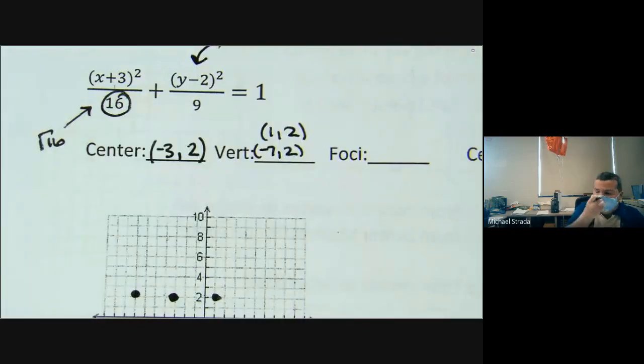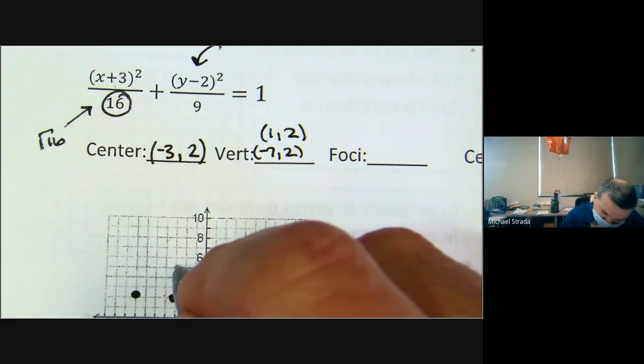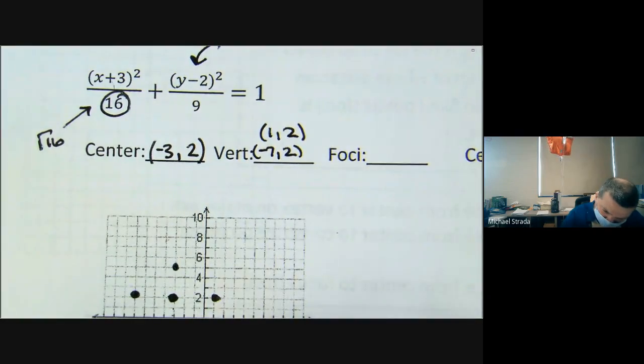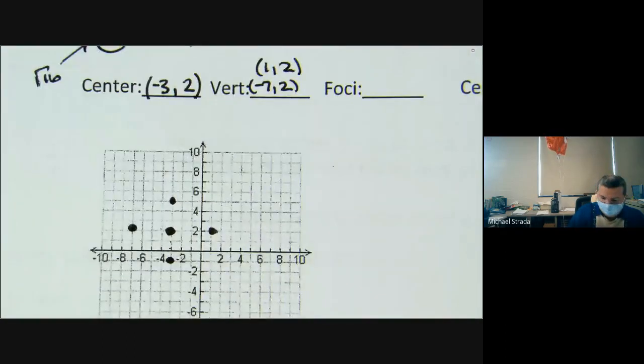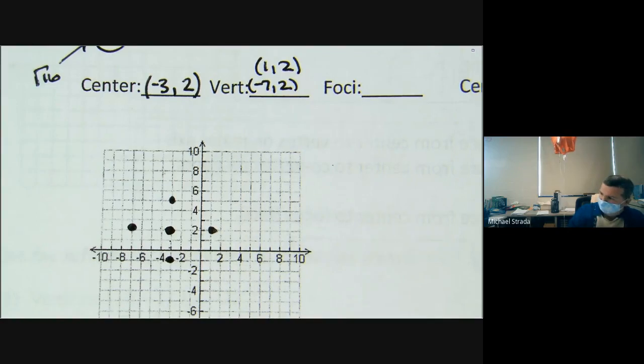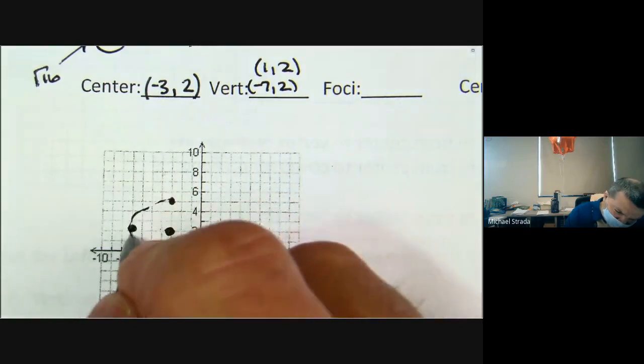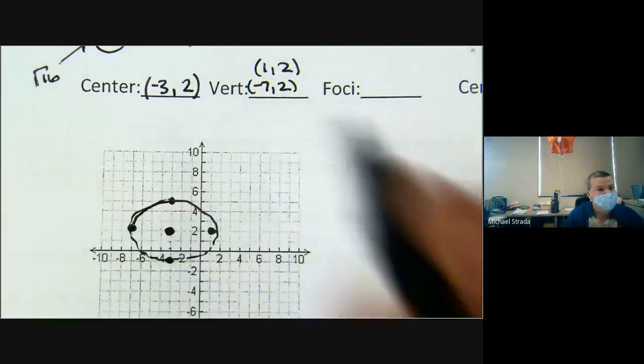Now I look at the other part of my equation, which is the vertical part. I look at its denominator, which is 9. What is the square root of 9? 3. So that means I'm going to go up 3, 1, 2, 3, and down 3, 1, 2, 3. That comes from the smaller of the two numbers. Those are the co-vertices. The foci are going to come from the major axis. We'll go through it in a second. So everybody good with that? The vertices, the center, and the co-vertices. We then connect them to create our oval. So that's our ellipse.